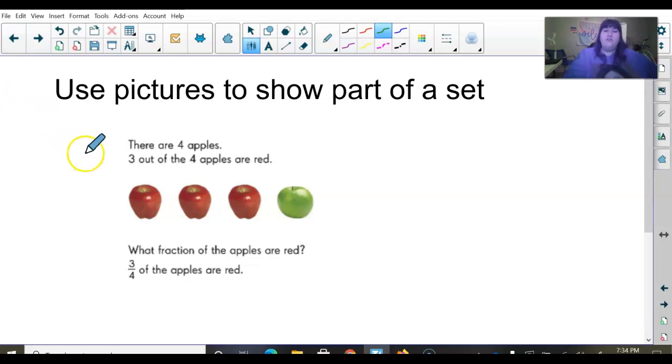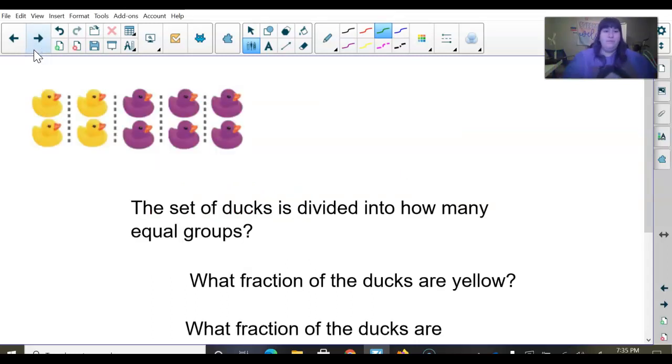In this case, there are 4 apples. 3 out of the 4 apples are red. So if you were asked what fraction of the apples were red, your fraction would be 3/4, because 3 are red, and in total you have 4 apples, 3/4. This is a fraction of a set. We're not looking at one whole apple, we're looking at our whole set of apples.